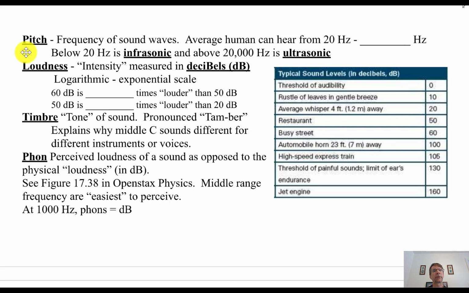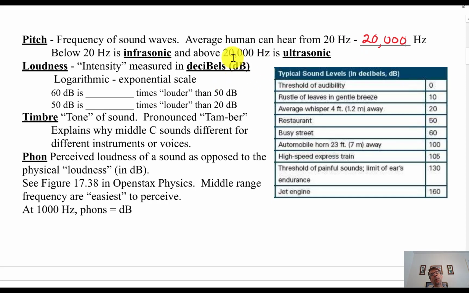Pitch is the frequency of a sound wave. Frequency is a general term for how many cycles per second, but pitch is the frequency of a sound wave. The average human can hear from 20 hertz to about 20,000 hertz, at least when you're young. I've lost a lot of the high frequency range. Old people like me maybe can get up to 12 or 13,000 hertz. That's why there were those high frequency mosquito ringtones that they used to use. Old people like myself can't hear those.